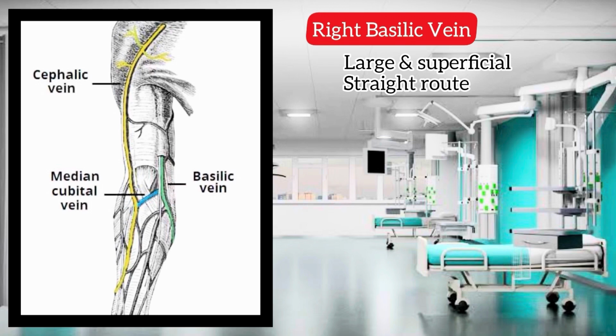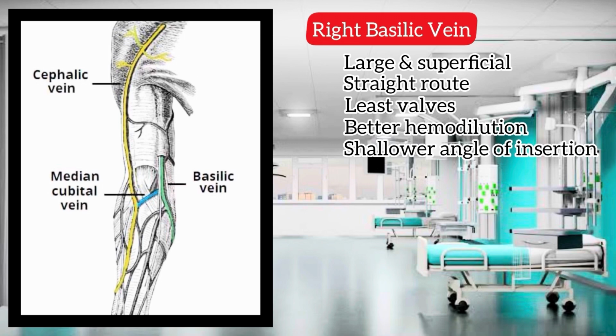Other factors that have been thought to make the basilic vein the superior choice for PICC lines are that it has the least number of valves, better hemodilution capabilities, and has a shallower angle of insertion compared to other veins. The median cubital vein usually offers the second best insertion site because it is prominent in the antecubital fossa and courses directly to the basilic vein and onward into the SVC.